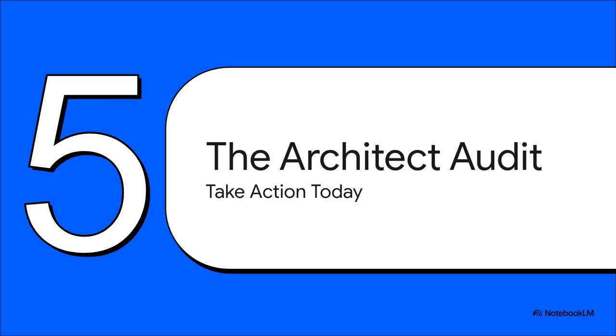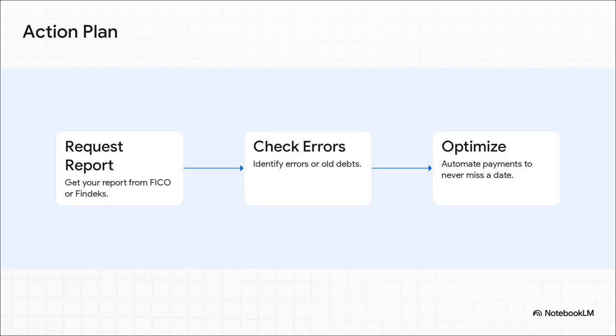It is time to put this knowledge into practice with your cognitive task for the day. First, you need to actually request your credit report from your local financial bureau. So if you're in the US, check your FICO score. If you're in Turkey, pull your Findex report. Second, comb through it. You are looking for any errors or forgotten old debts that are artificially dragging your score down. Honestly, you'd be shocked by how common reporting errors actually are. Finally, optimize your payment automation. Go set up your systems, your auto pays, and your calendar reminders right now so that you never, ever miss a payment deadline again.